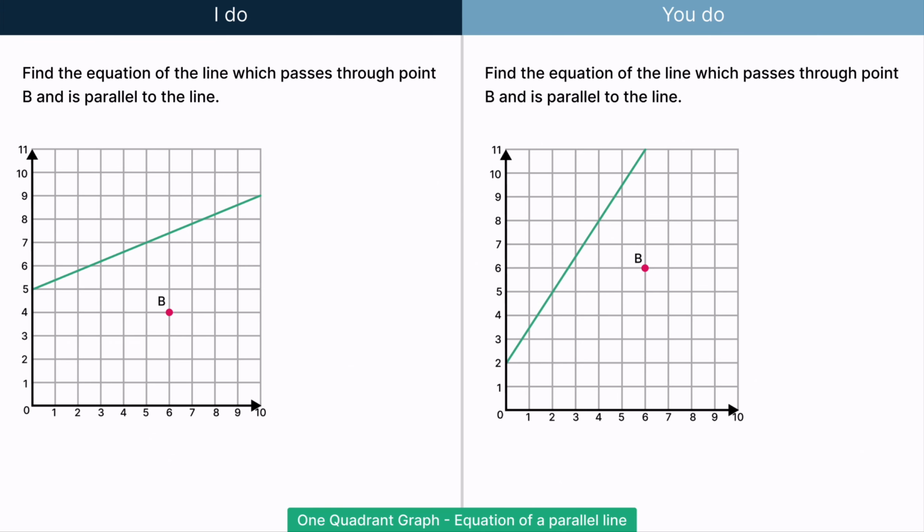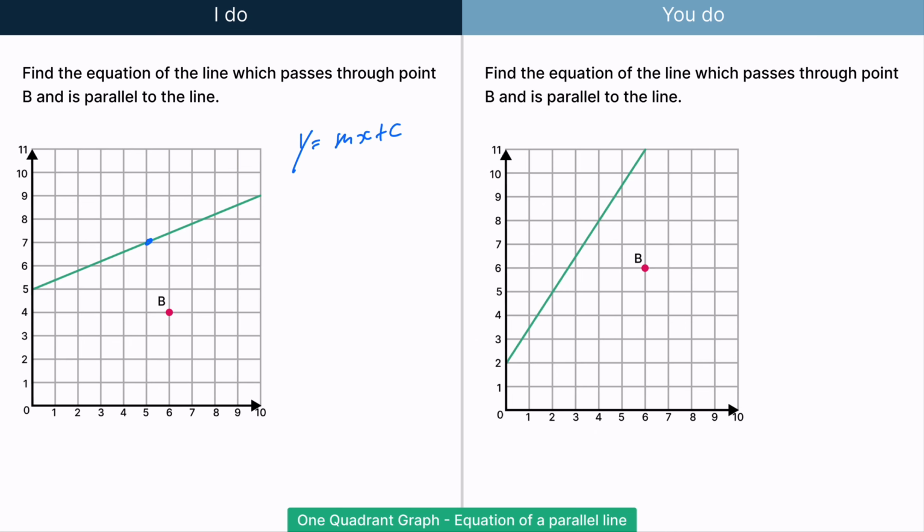Moving on. So here we are looking at an example where we've been given a line in green and we've been given a point, and we've been asked what is the equation of a line which passes through point B and is parallel to the green line. So we want the equation of a line. So there's a line that's passing through this point and it's parallel to that one and we want the equation of it. So we can say y is equal to mx plus c and the gradient is going to be the same as the green line.